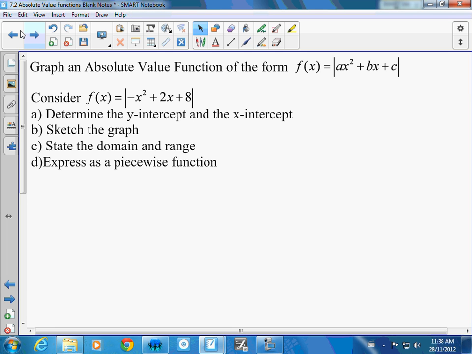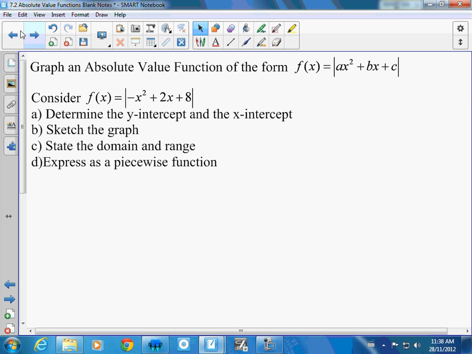Well, you figure out whether it's a mountain or a valley, right? Could you find the x-intercepts? Could you find the y-intercepts? Could you put it in vertex form if you want? You could do any of this stuff. Would it help you? Sure, why not? So ignore the absolute value sides. y equals basically negative x squared plus 2x plus 8. What do you know right away? How do you know it's a mountain? It's a negative. It opens down.